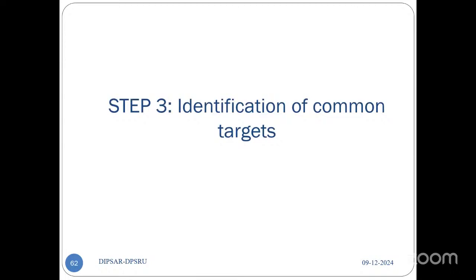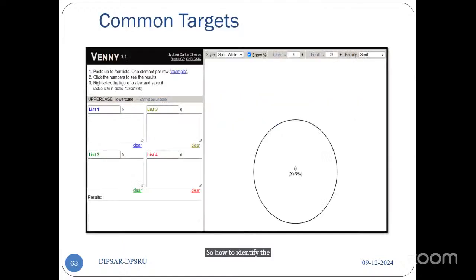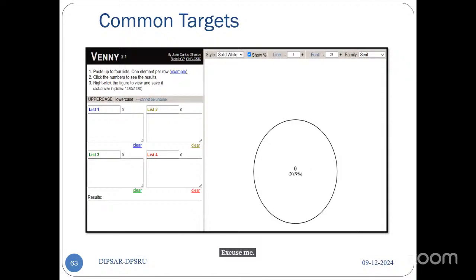So, third step: after this, now you have two files. One is the targets which can be hit by the compound, and another one is the targets which are involved in the disease. Now there is step three, identification of the common targets. How to identify the common targets? You can use the Venny tool. I am just displaying the tools which are freely available. You can just type Venny in Google.